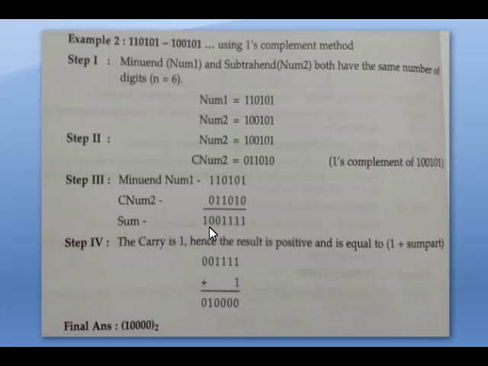The carry is 1, means the answer is positive. So what we have to do is, if we get a carry 1 over here, we have to add the number 1 with the answer. So 0 0 1 1 1 1 plus 1. You add this number and you will get the sum like this.